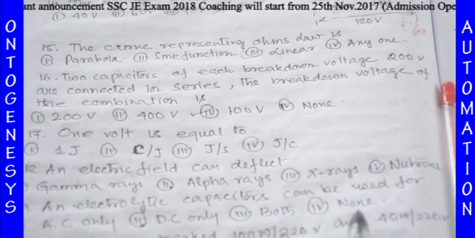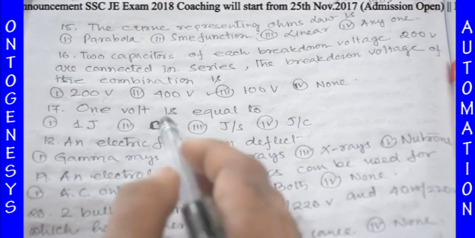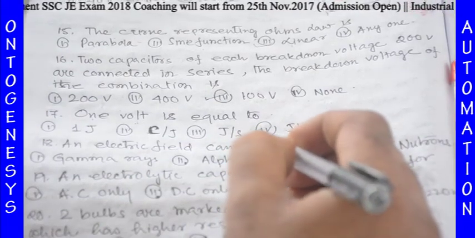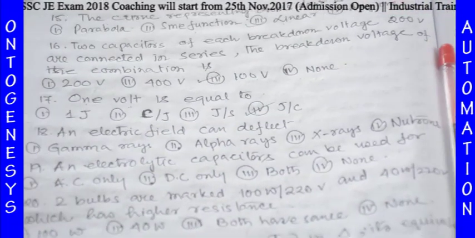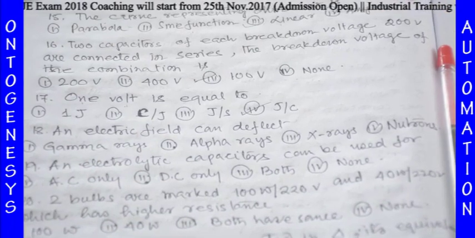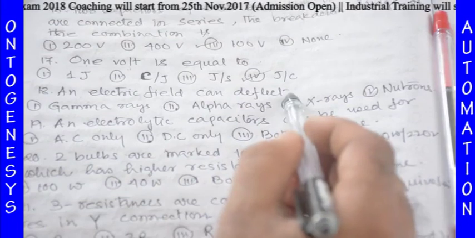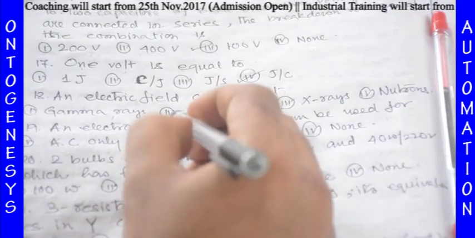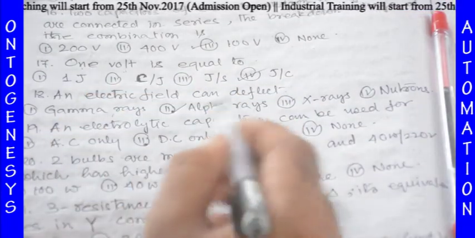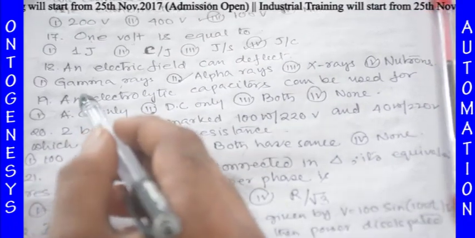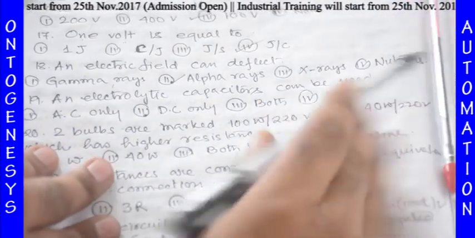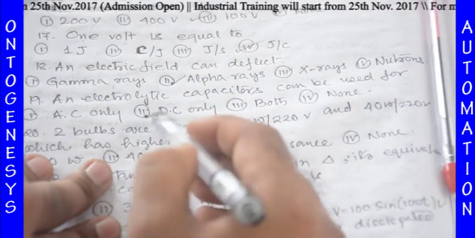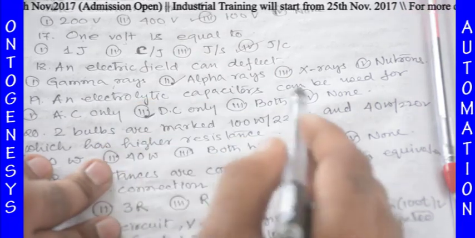1 volt is equal to nothing but joule per coulomb. Volt means work done per unit charge. An electric field can deflect gamma rays, alpha rays, x-rays, or neutrons? So it is alpha rays. Electrolytic capacitors can be used for DC circuits only. Okay. So, electrolytic capacitor, DC.